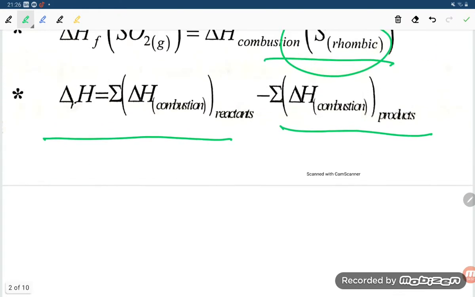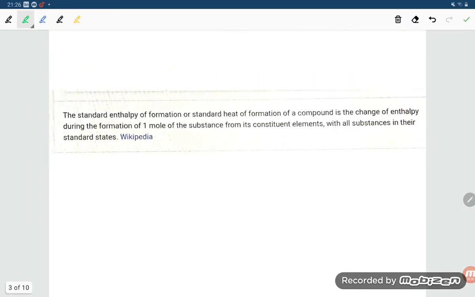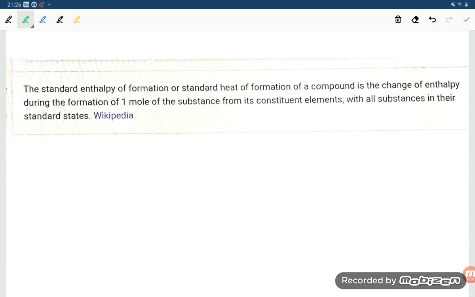Okay, so in case of reactants, when you are going to calculate, the reaction delta H is delta H of reactants minus delta H of products. Okay, now let us solve some problems, students, to understand more deeply.